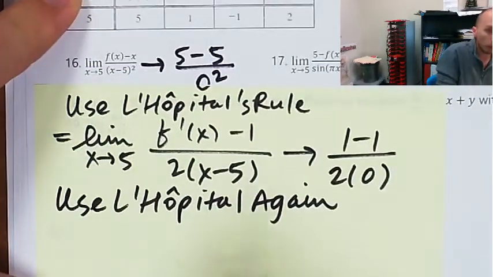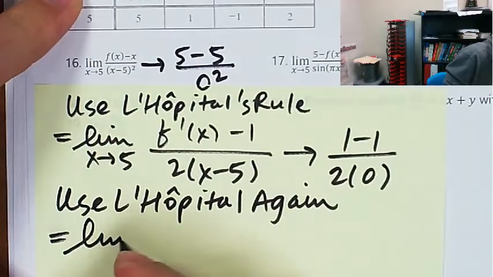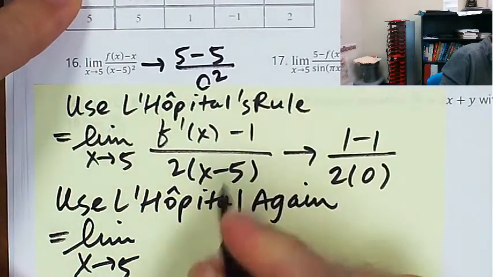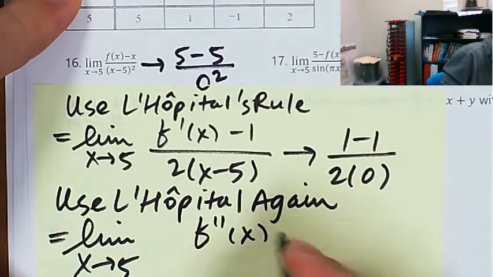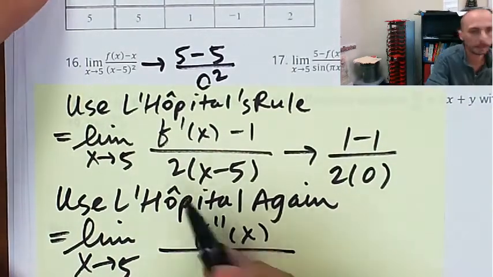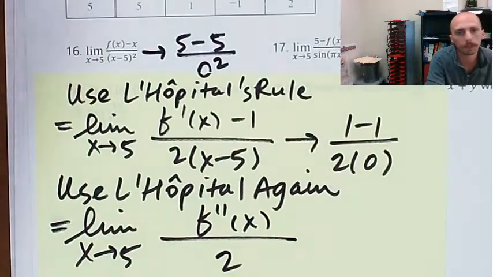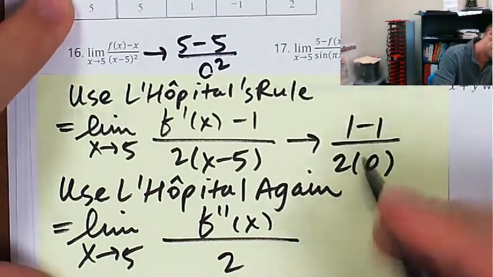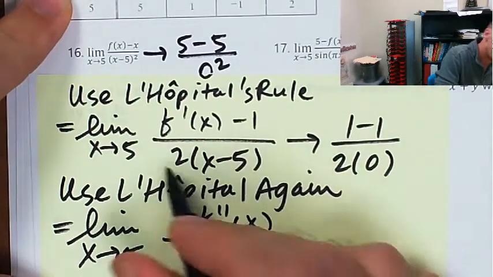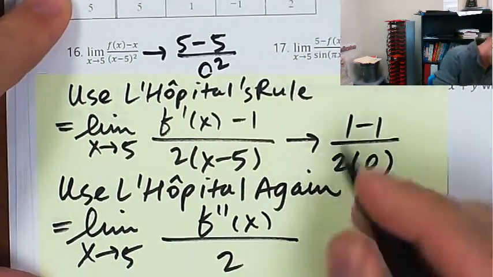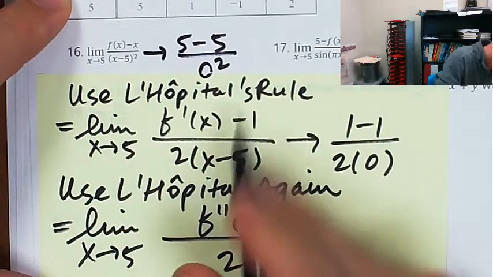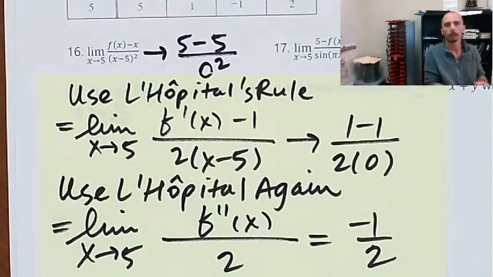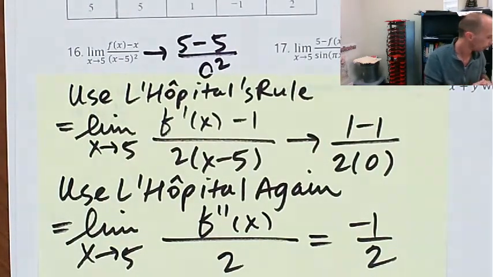Okay, so now this limit is going to be equal to the limit as x approaches 5 of the derivative of the top over the derivative of the bottom. If you were to multiply that out, it would be 2x minus 10. The derivative of that is 2, however you want to look at it. You can even do the product rule on that. I wouldn't recommend it, though. And then f double prime is -1, so this ends up being -1/2. Okay. This is another good example of L'Hopital's rule.